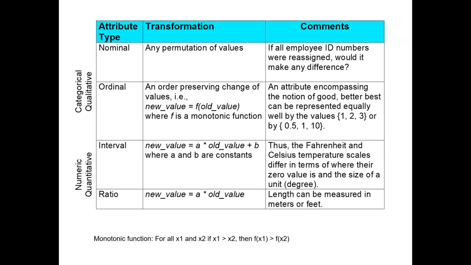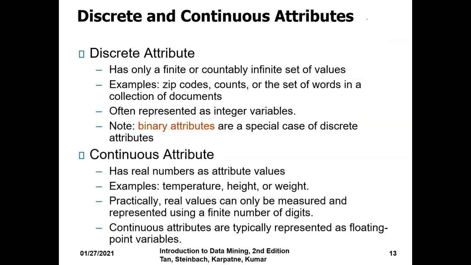Interval, as I told you, is Fahrenheit and Celsius, and ratio is any numbers like length, and Kelvin is also a ratio. Discrete and continuous attributes: discrete are the ones which are not divisible, or which don't have decimal points. For example 3.5, 3.6, these are not discrete. If you say 1, 2, 3 where there are jumps, that's called discrete.